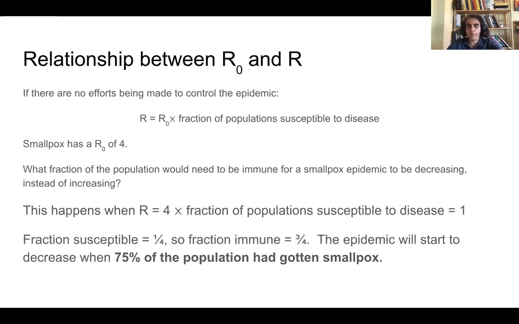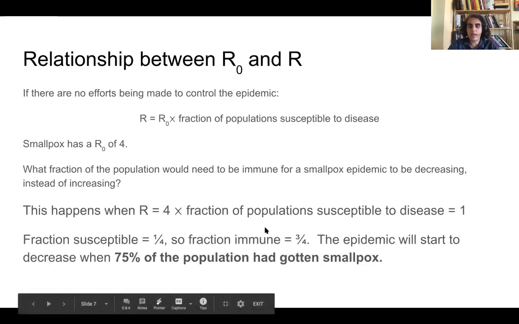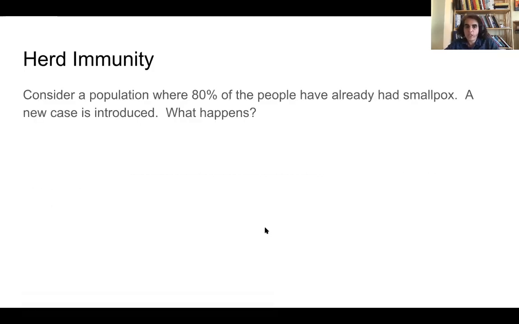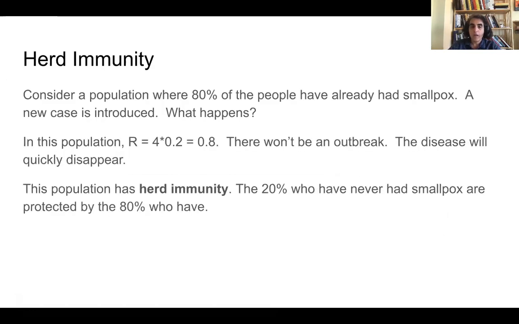Remember, if 75% of the people had gotten it, then your R value would be bigger than 1. So now what if we have a population where 80% of the people have already had it and a new case shows up? What's going to happen? Answer this on the form. So in that case, R would be 4 times 0.2, the percentage of the population that's still susceptible, is 0.8. There won't be an outbreak.